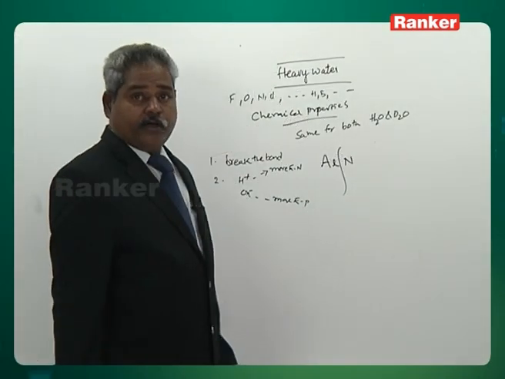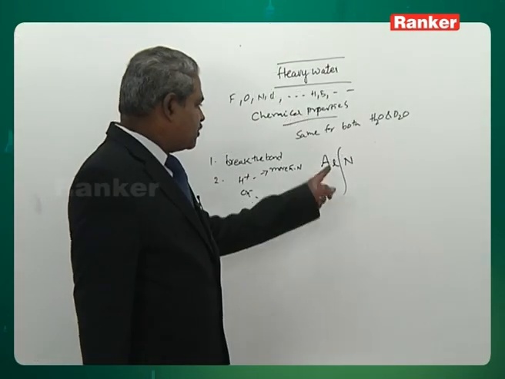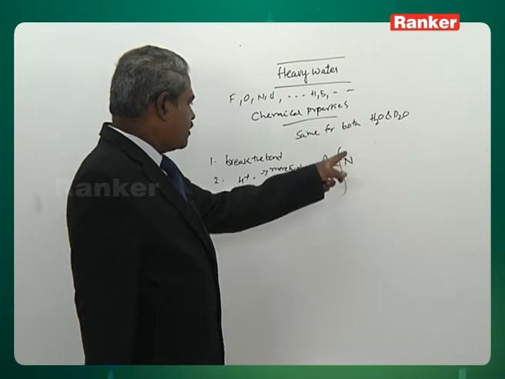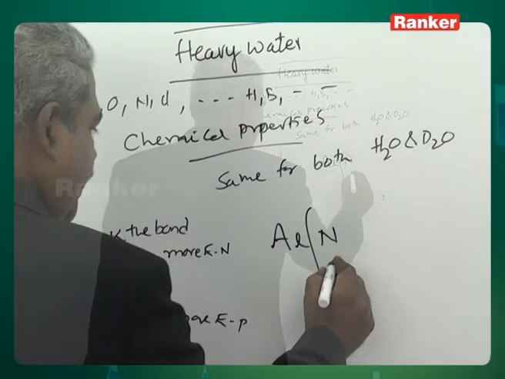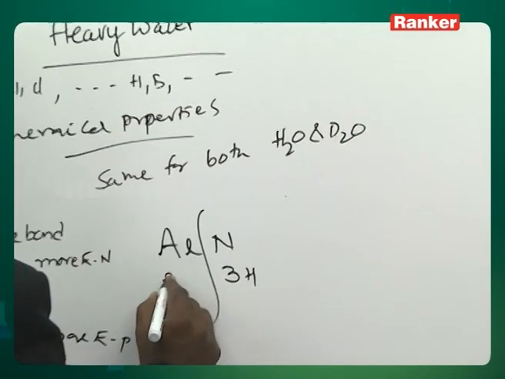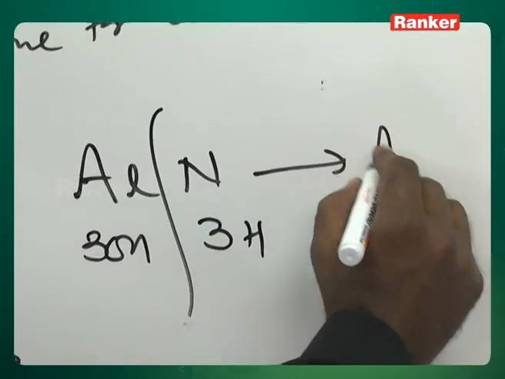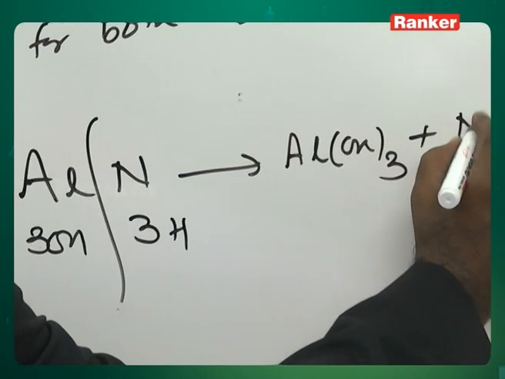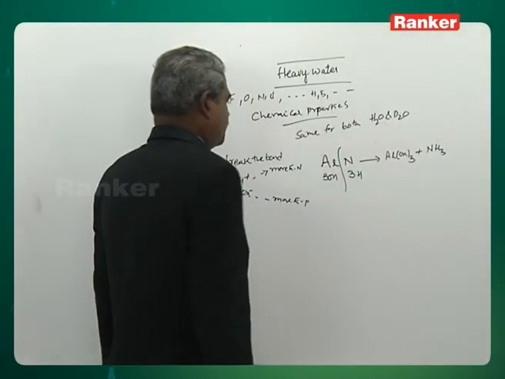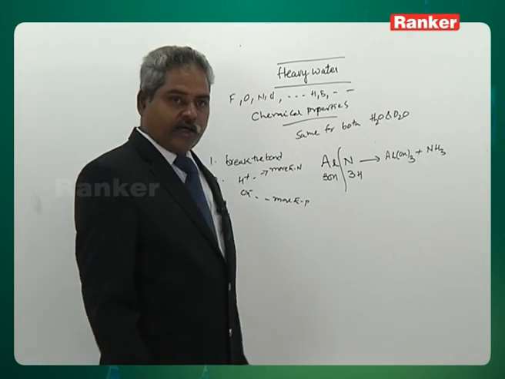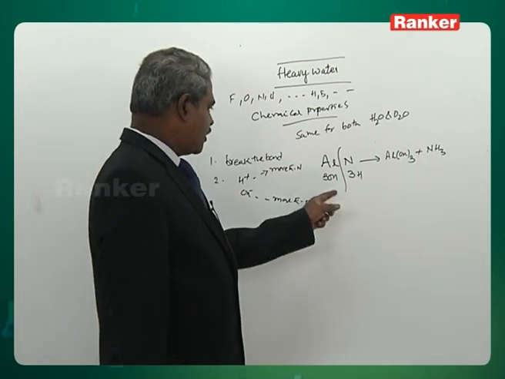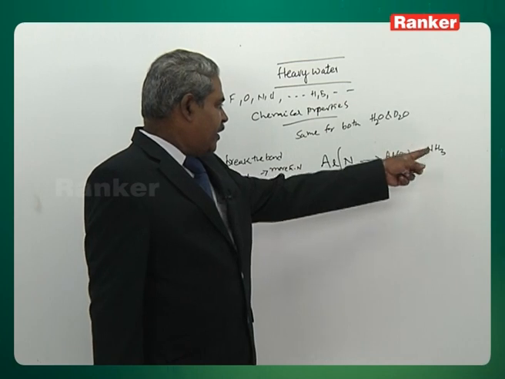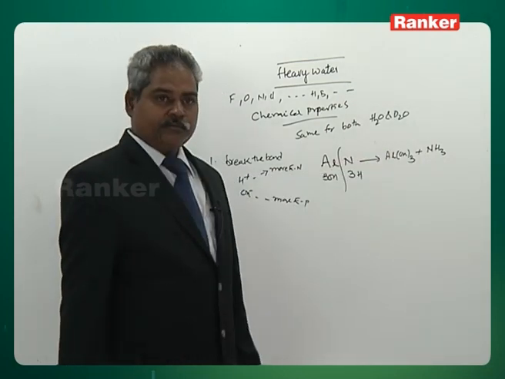How many? Depending on their valency, they are plus 3, minus 3. Here aluminum is plus 3, this is minus 3. Therefore, you give 3 hydrogens here, 3 OH here. What will be the product? Al(OH)3, aluminum hydroxide, plus NH3. So, aluminum nitride reacts with water producing aluminum hydroxide and ammonia.